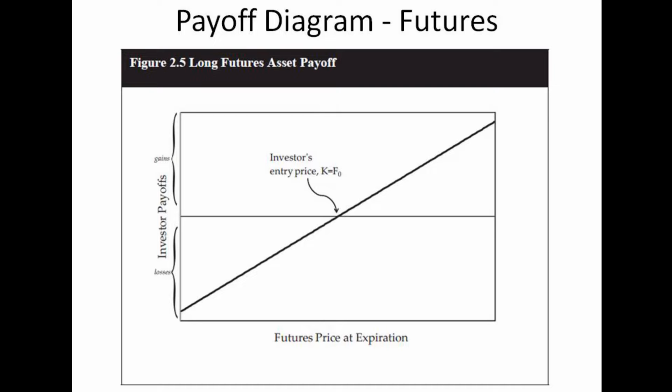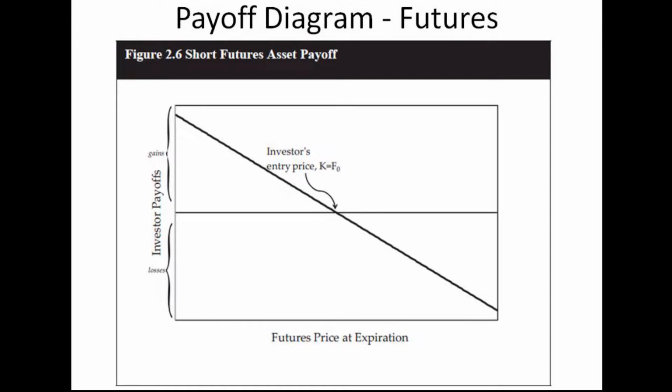And then equally, when we look at our short futures payoff, we have the same diagram essentially as the payoff diagram of being short the underlying. So as prices rise, when you're short futures, you're losing money. And as prices fall, when you're short futures, you're gaining money. You're making money. So that is the payoff of futures contracts.